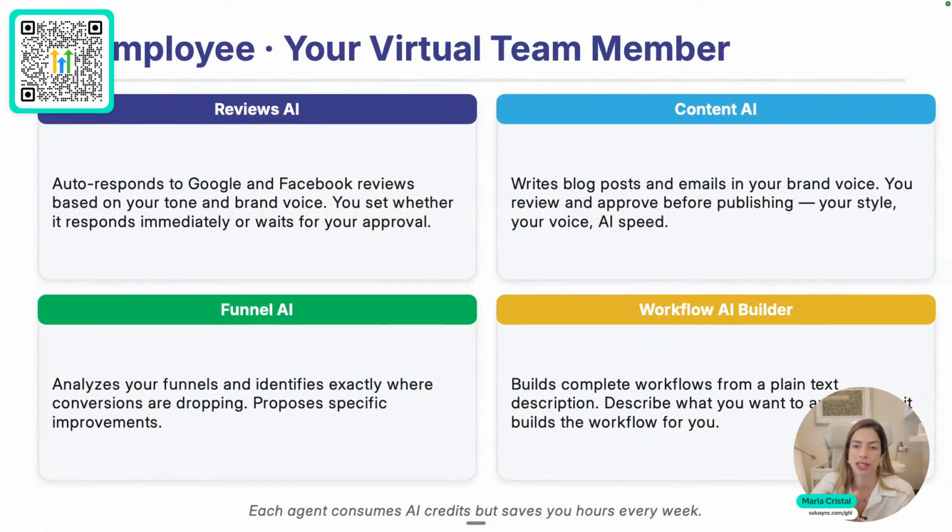You also have the Content AI, which writes blog posts and emails in your brand voice, and even social content. You review, you approve before publishing, your style, your voice. And you have AI Studio. You can build websites, you can build funnels with AI inside HighLevel. It will analyze your funnel and identify your conversion drop. You can even ask the workflow AI builder, from a plain text description of what you want to automate, and it will build the full workflow for you.